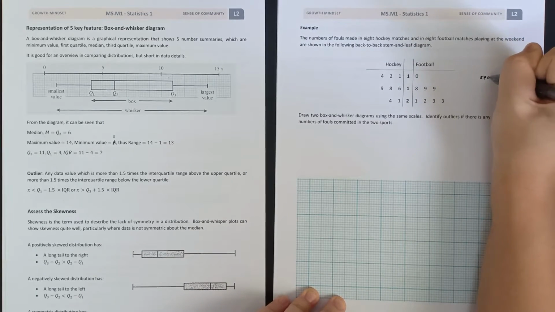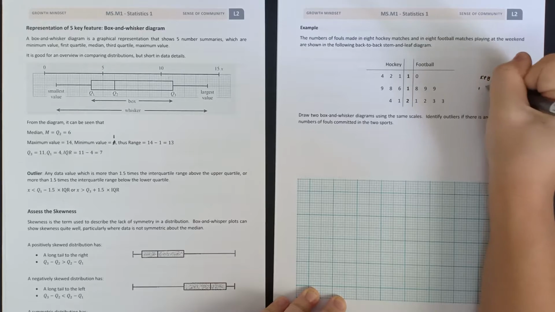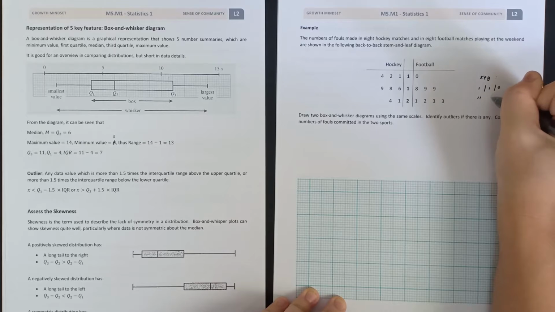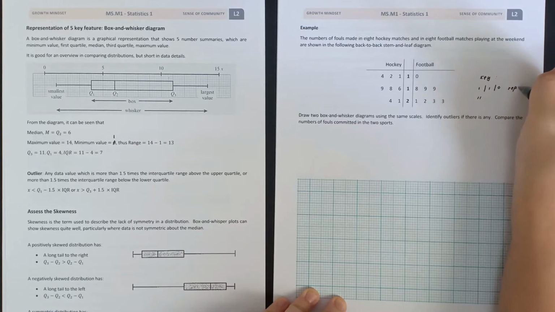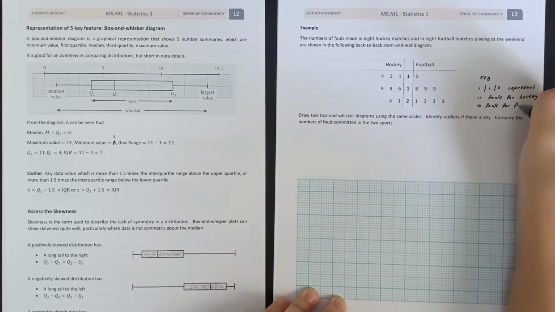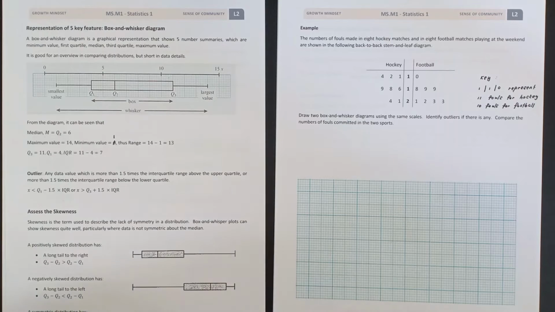The key here is 1 | 1 | 0. So it's 11 representing 11 fouls for hockey, and 10 fouls for football. Draw 2 box and whisker diagrams using the same scale. Identify the outlier if there is any.